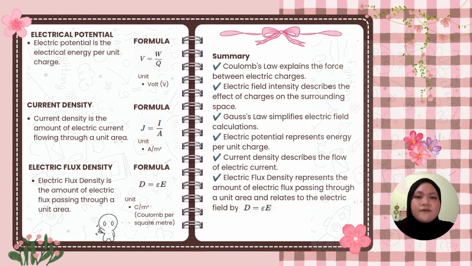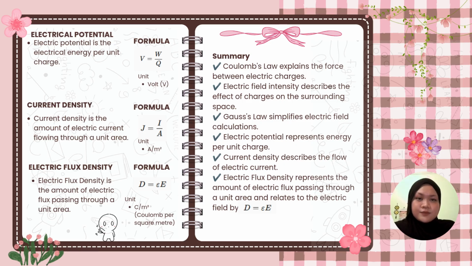And we also have electric potential, or V. Electric potential is the amount of electrical energy per unit charge, and it tells us how much work is needed to move a charge from one point to another, and the unit is volt. And then we have current density, or J, and it is the amount of electric current flowing through a unit area. It is measured in amperes per meter squared, and it also helps describe how electric current is distributed inside a conductor.